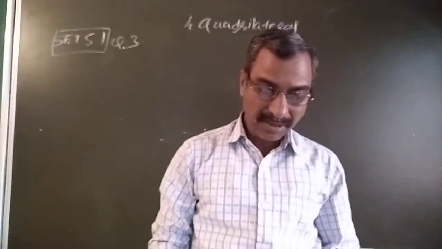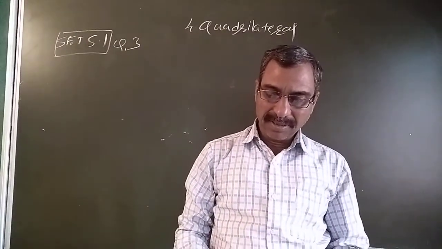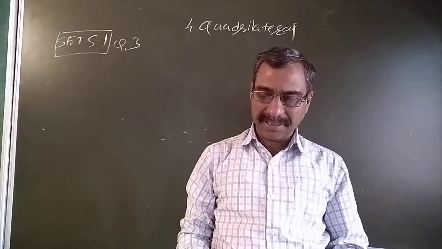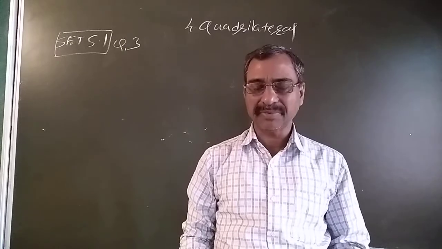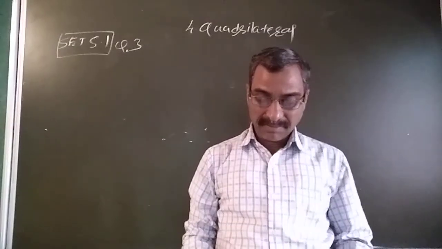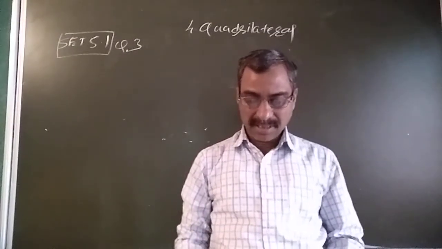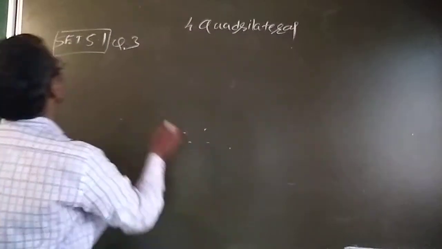I read the question. The perimeter of a parallelogram is 150 centimeter. One of its sides is greater than the other side by 25 centimeter. Find out the length of all sides. Here the perimeter is given.